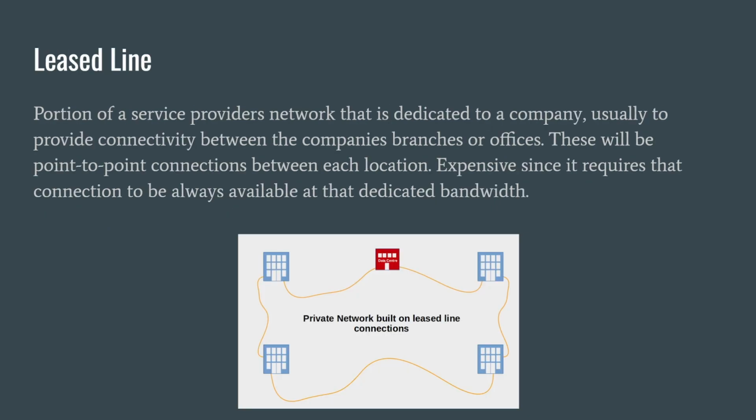Lease line is where a portion of the service provider's network is dedicated to a company, usually to provide connectivity between the company's branches or offices. This will be a point-to-point connection between each of those locations, and it is expensive since it requires that the connection will always be available at that dedicated bandwidth, and it will be a separate connection from the usual connections through broadband. A simple way to think of this is that a company is purchasing a part of a network for themselves that other people do not have access to. The diagram below is just a simple picture showing lease line connections between the different buildings.